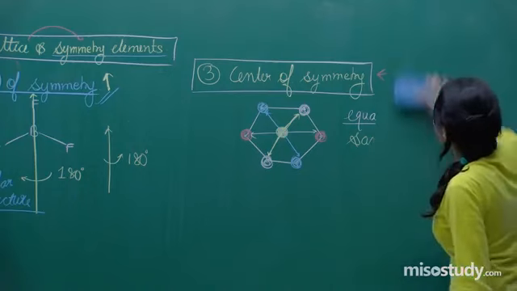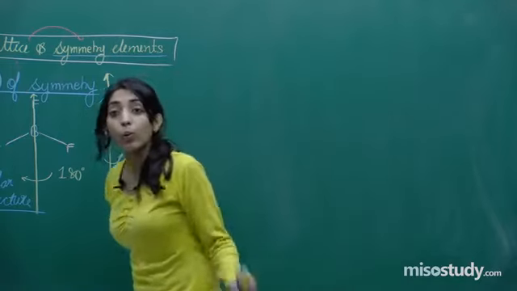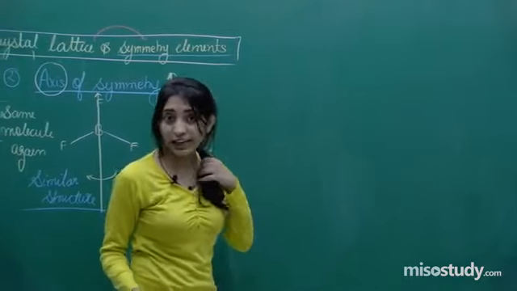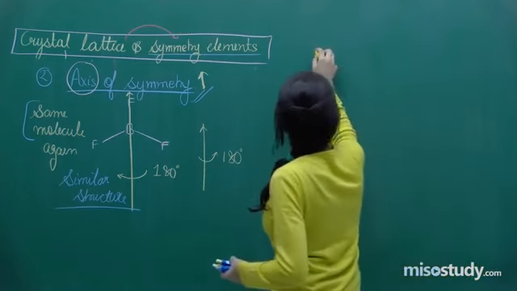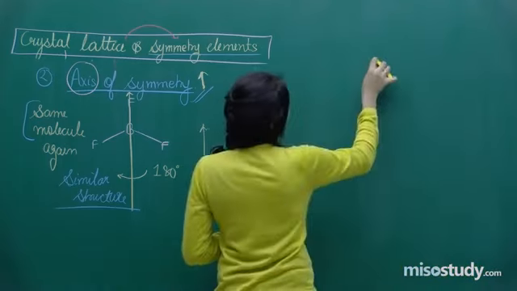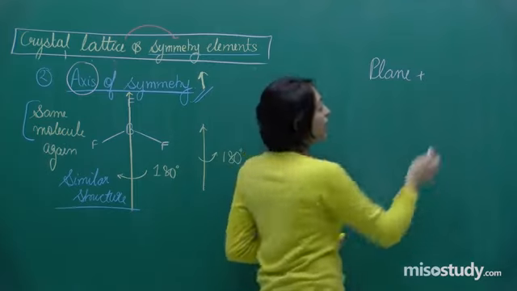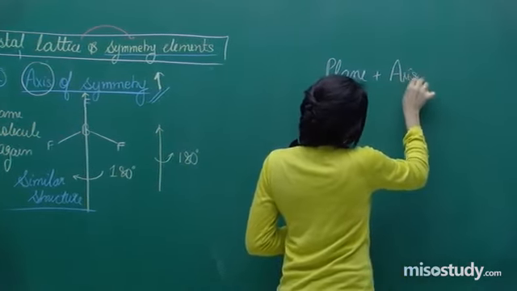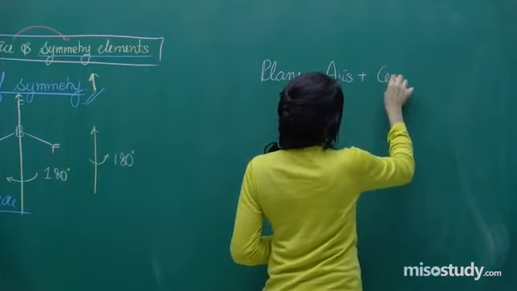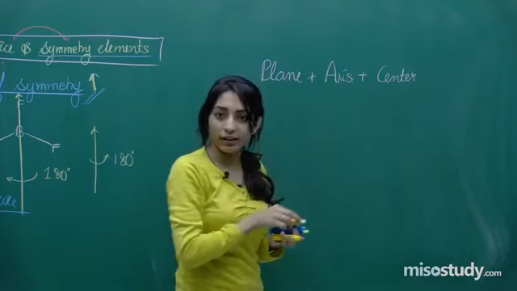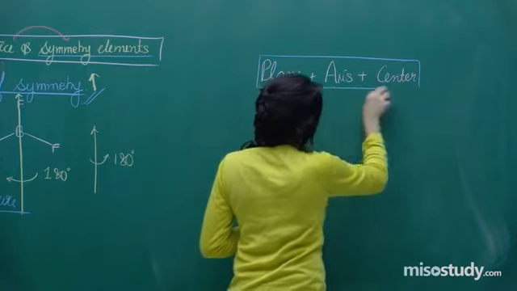Finally, guys, we are done with the details about the symmetry elements, right? So now we discussed basically three symmetry elements. The very first of the symmetry element that we have discussed was the plane of symmetry. Second symmetry element which I discussed with you was axis of symmetry. And the third symmetry element that I discussed with you people was center of symmetry, right?